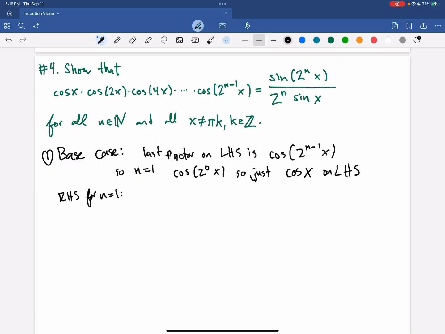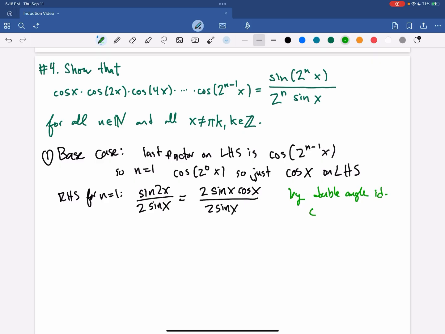for n equal to 1, we get sine 2x over 2 sine x. Here we can use a double angle identity, replace sine 2x with 2 sine x cos x. Again, that's by a double angle identity telling us that sine 2 theta is 2 sine theta cos theta. And then we can see that we've got 2 sine x canceling out from the top and the bottom, and this is just cos x. Amazing.